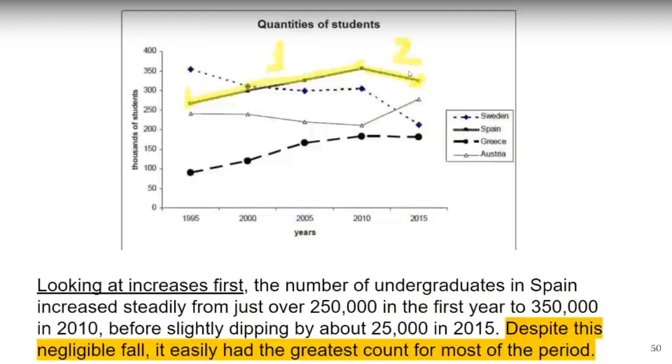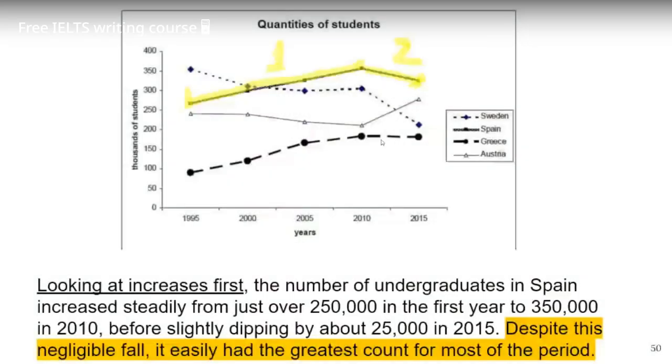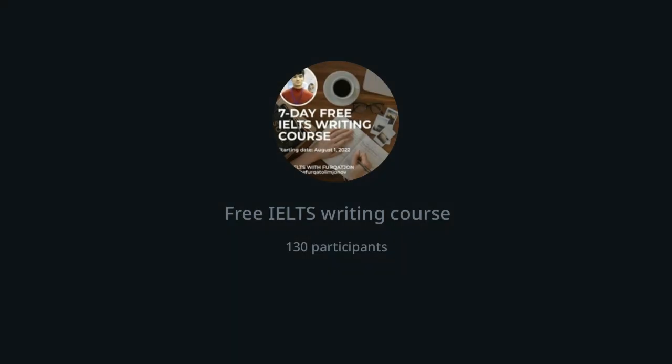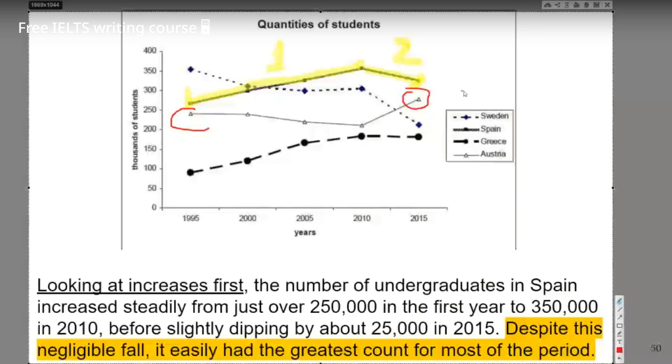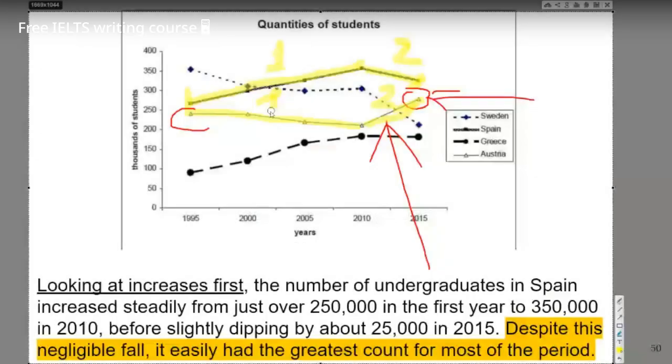Now here's what I want you to do. I want you guys to explain this Greece, okay? We have Greece here. Can you all see it? I want you to describe this line. Write your own example only for this line. You can divide it into 2 parts: one is from this part to 2010, and then the rest. I want you to describe this part.